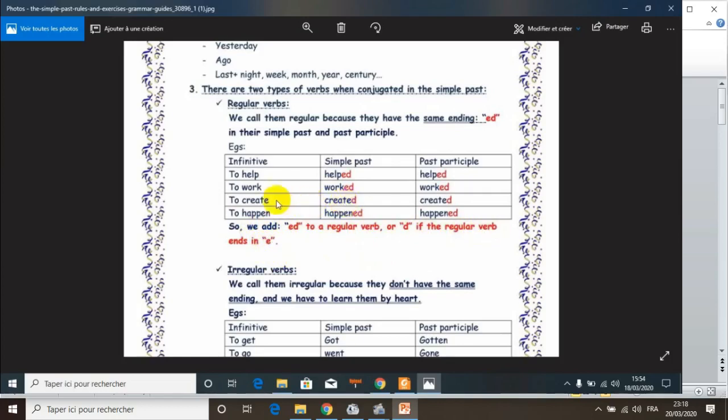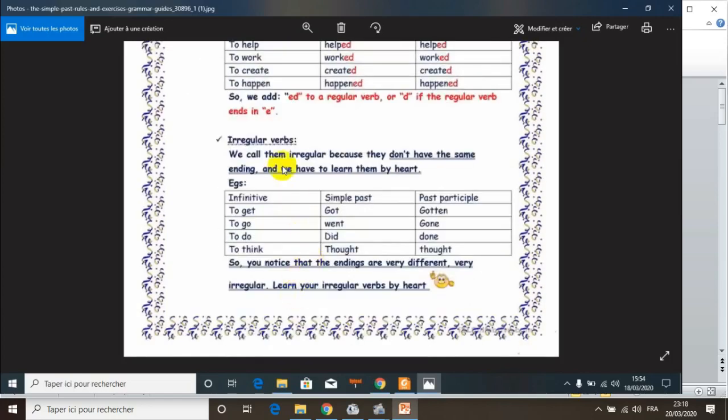in create, created. Irregular verbs, we call them irregular because they don't have the same ending. These verbs are outside the rule where we add ed, so we call them irregular verbs because they don't have the same ending and we have to learn them by heart.